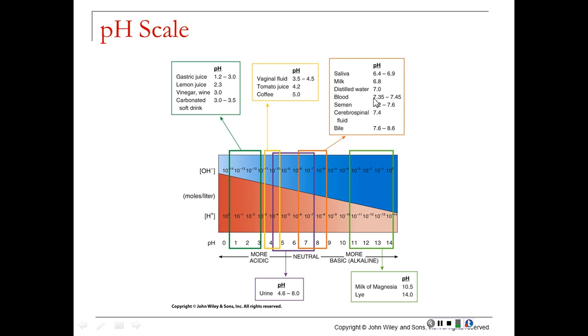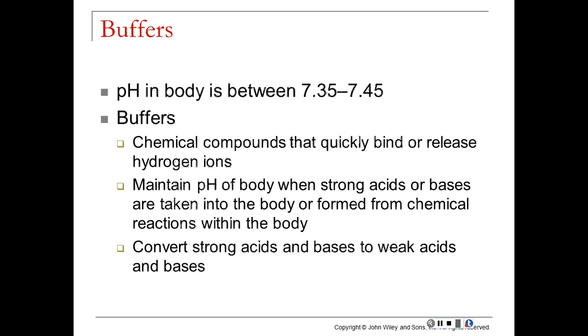Blood is more on the basic side, just on the other side of 7. Semen, cerebrospinal fluid, and bile are all also on the basic side. Check out, just for informational purposes here, semen has a pH of 7.2 to 7.6 compared to vaginal fluid, which has a pH of 3.5 to 4.5. So you can imagine when those two substances come into contact with one another, they equal out or neutralize each other.